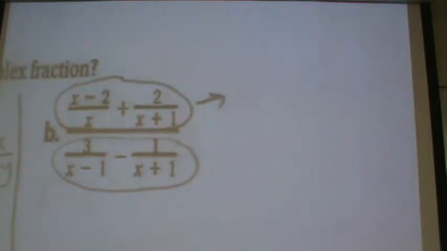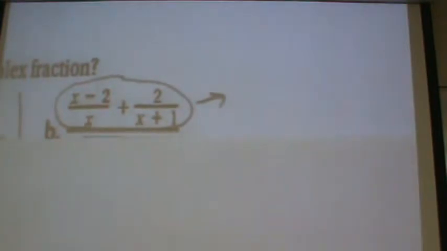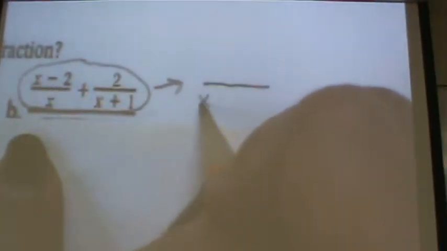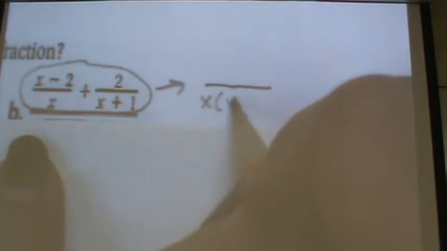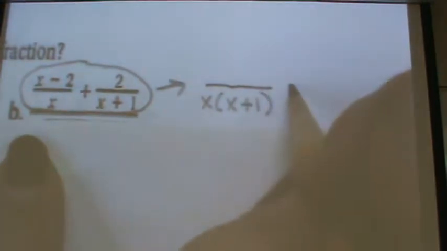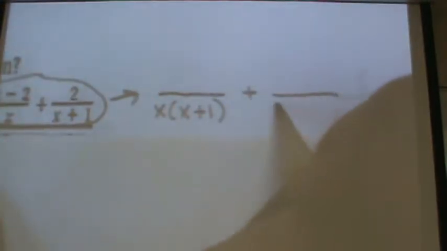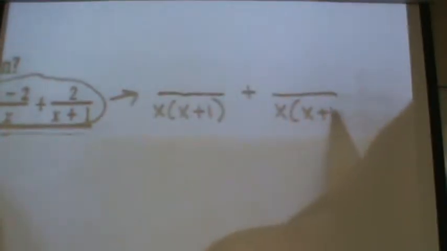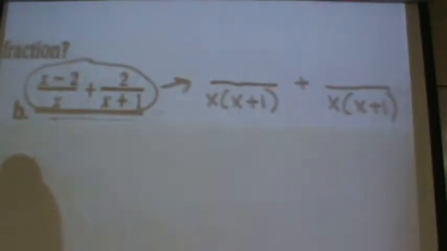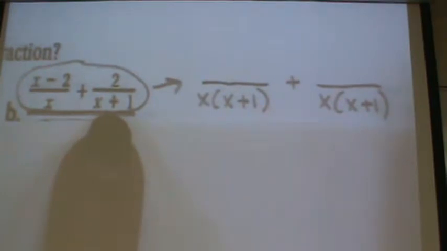So totally disregard the denominator. What would you have done yesterday in this problem? What's our common denominator? x plus 1. There's more. It's x times x plus 1. Did you guys say that? No. Okay. It's x and x plus 1.